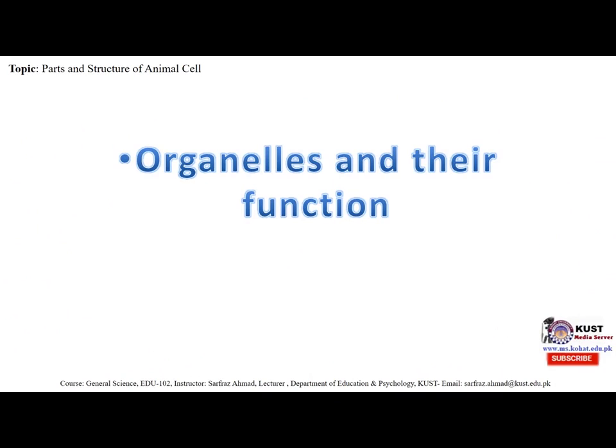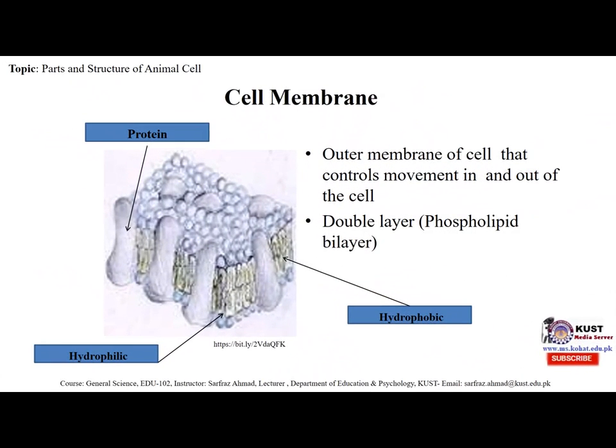Organelles and their functions. The cell membrane is the outer membrane of the cell that controls movement in and out of the cell. It is a double layer, a phospholipid bilayer.